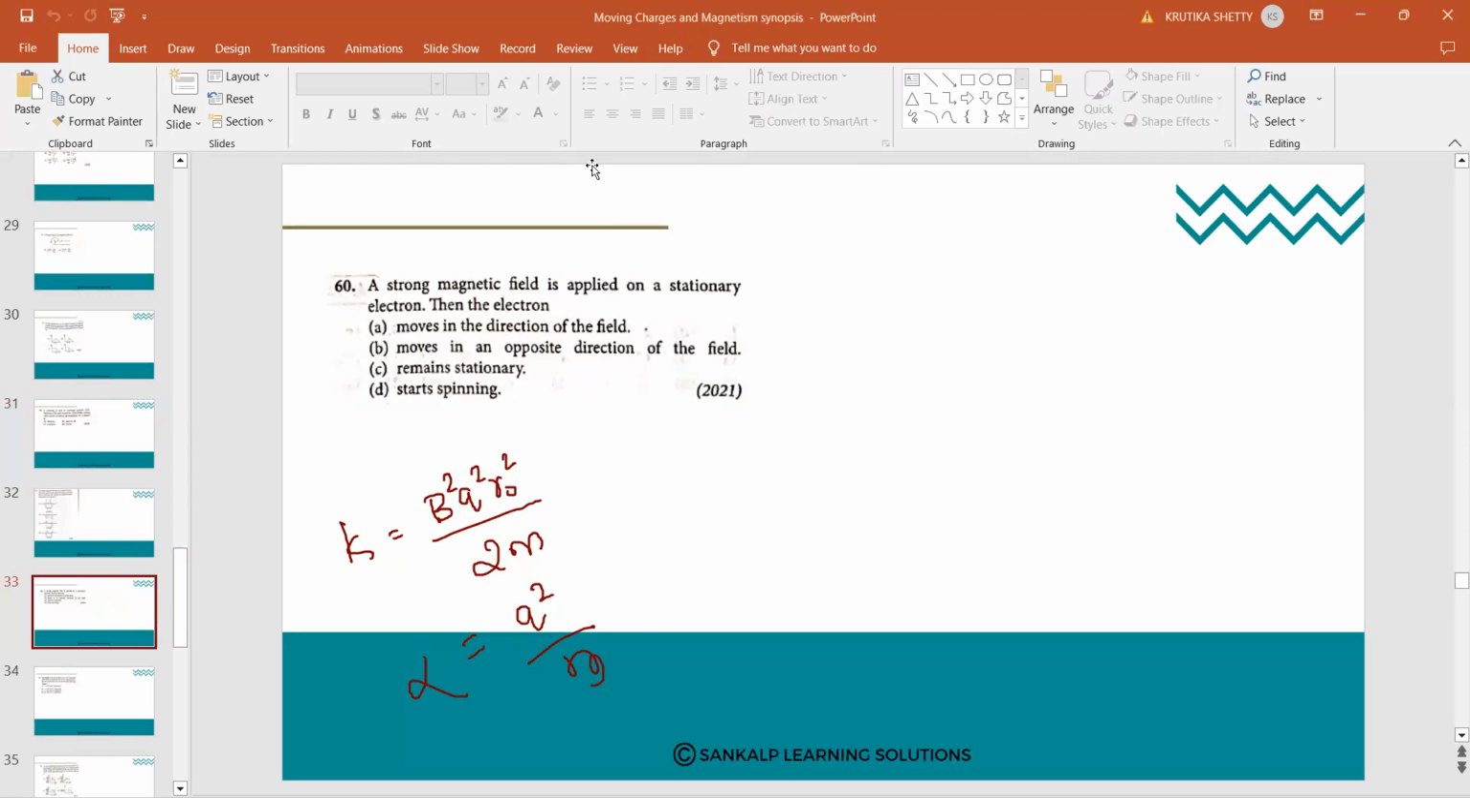A strong magnetic field is applied on a stationary electron. Then the electron, option A, moves in the direction of the field; moves in the opposite direction of the field; remains stationary; starts spinning.